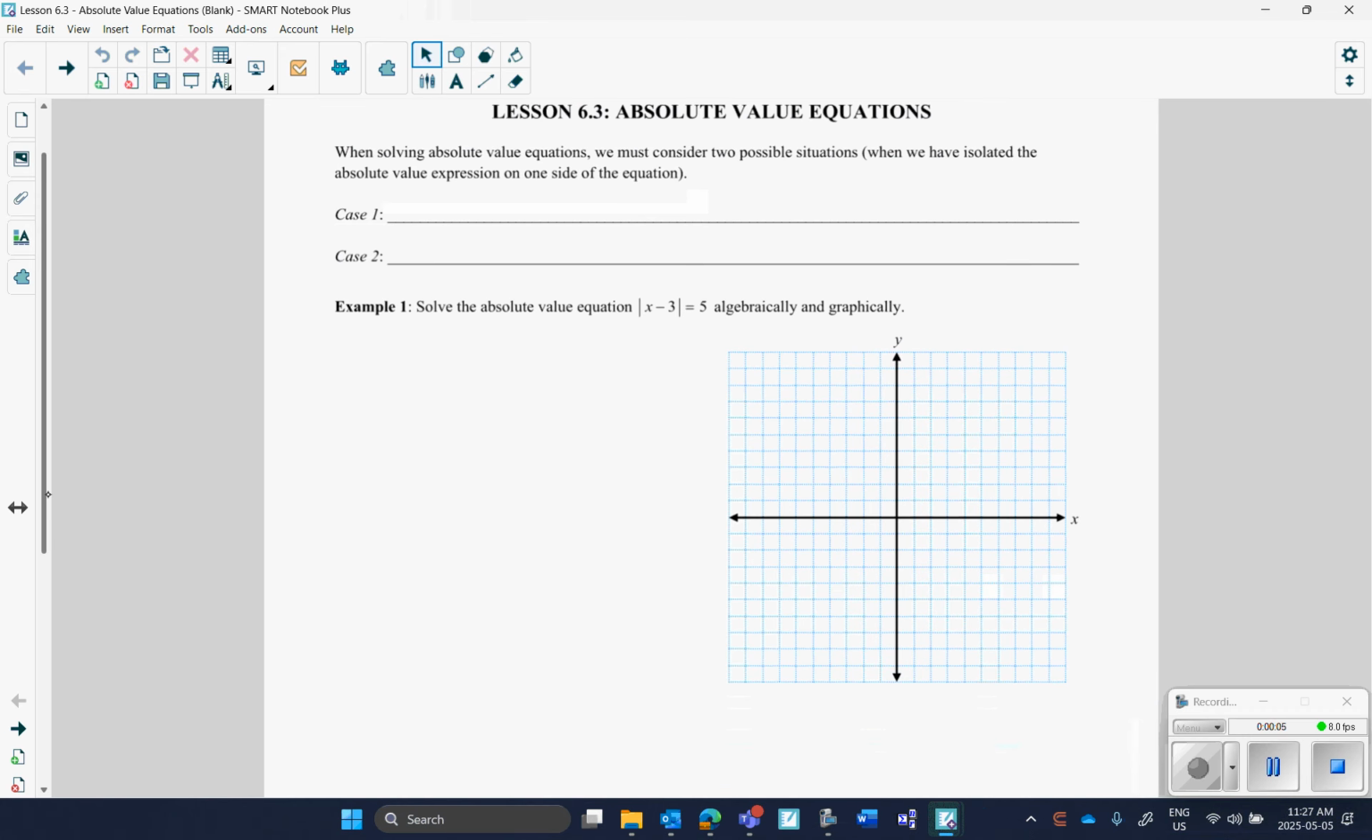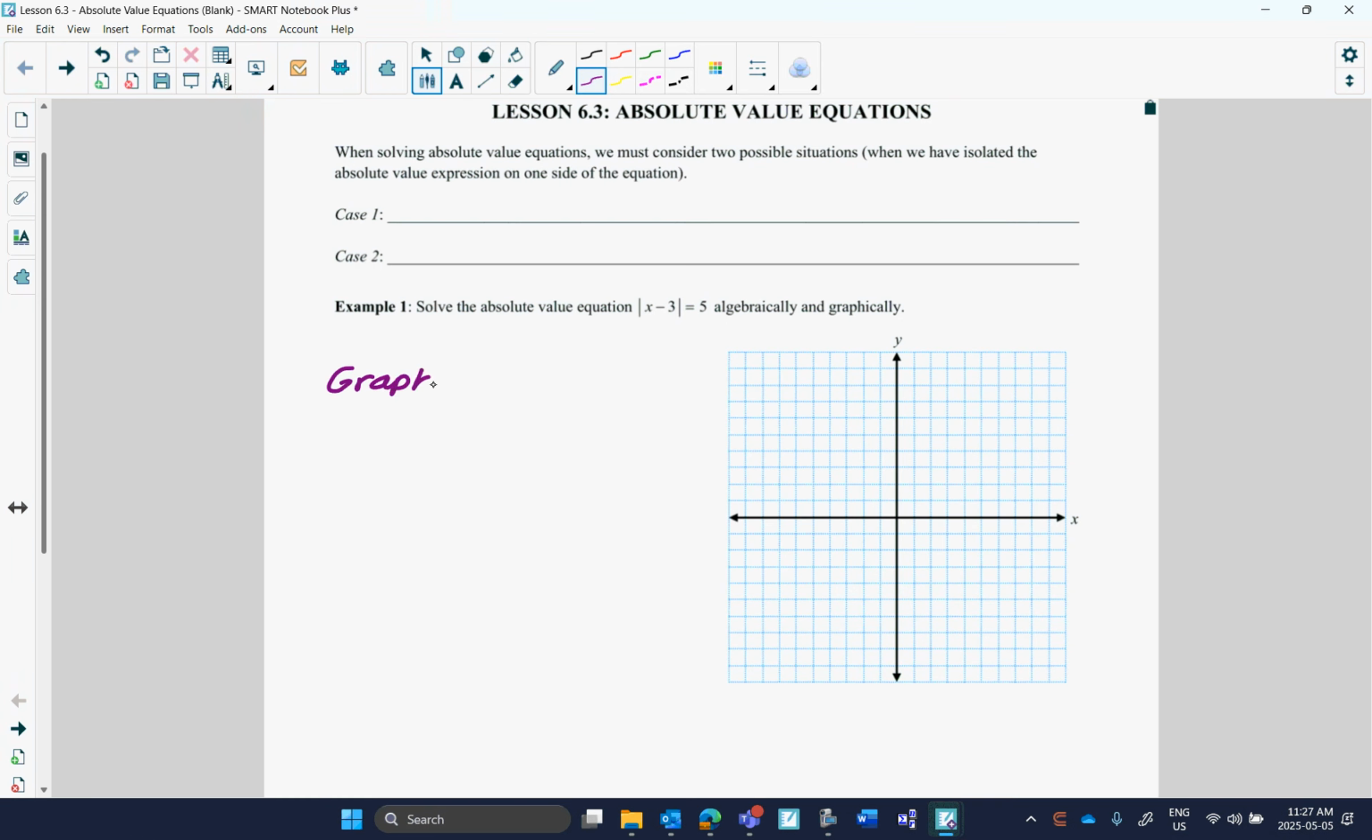So before I talk about case one, case two, stuff like that, we have solved some equations this year by graphing. Okay, here comes the question. Because we've been having some difficulties with these. How do I solve any equation by graphing? Any equation.